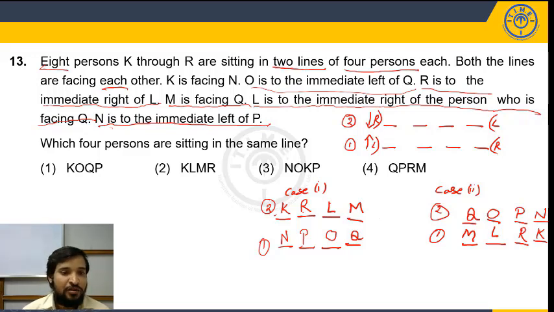Now what is asked here? Which 4 persons are sitting in the same line? Now see, K, O, Q, P. No, K and O are sitting in opposite rows. So the first one is not possible. K, L, M, R. Yes, K, L, M, R. So choice 2. K, L, M, R were sitting in the same line. Choice 2. Now, we'll see the next question.